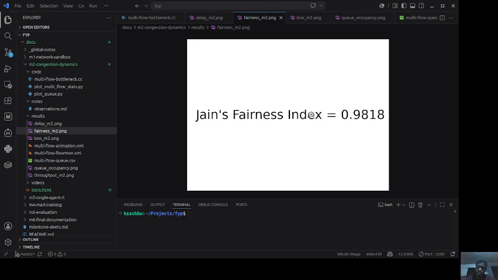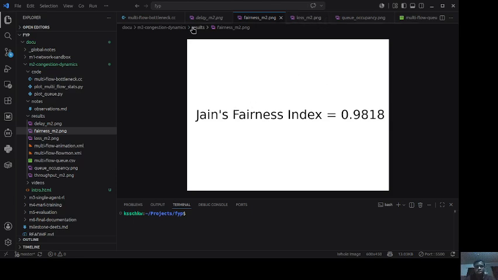The problem here is this fairness came at the cost of high delay and unnecessary loss. It's still kind of brute force. It's a brute force kind of fairness and it's not exactly smart.